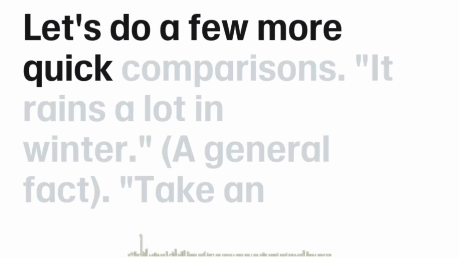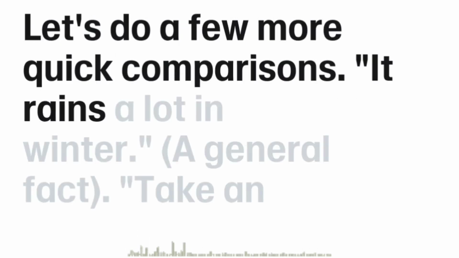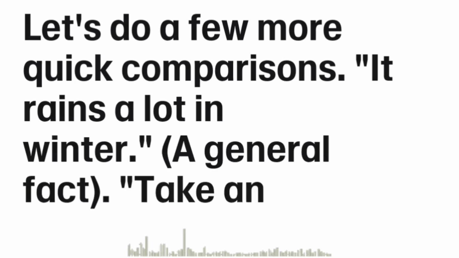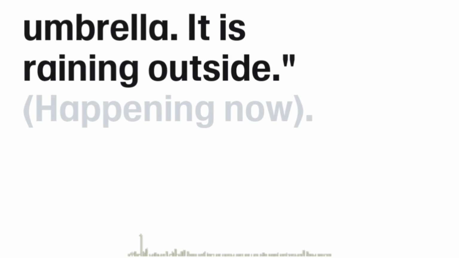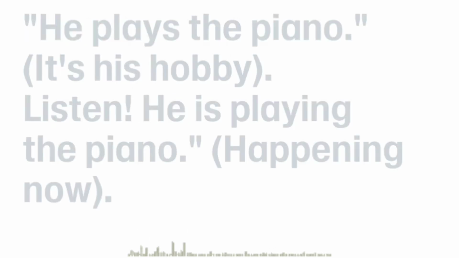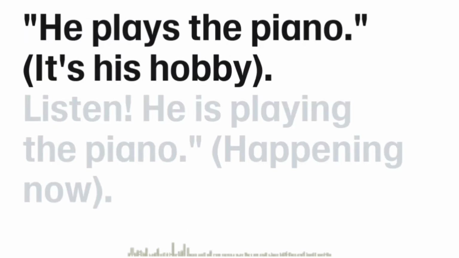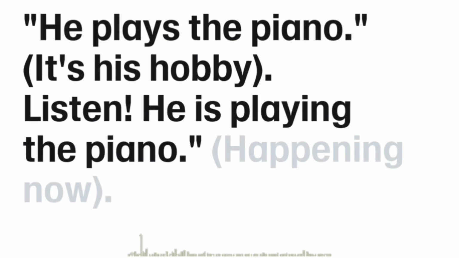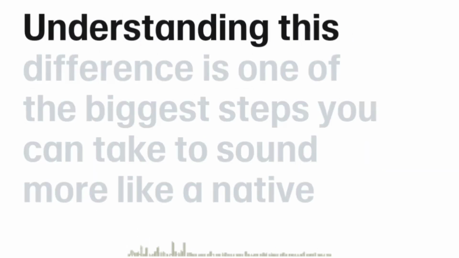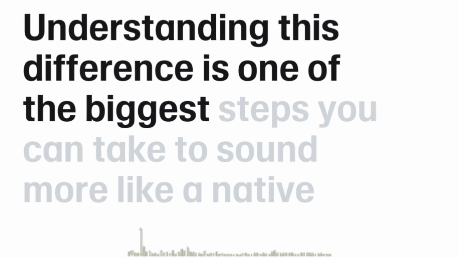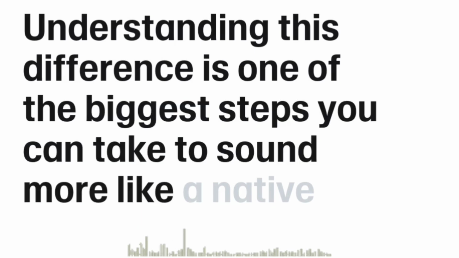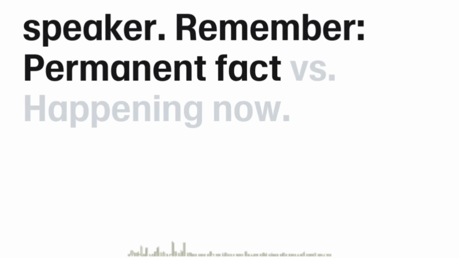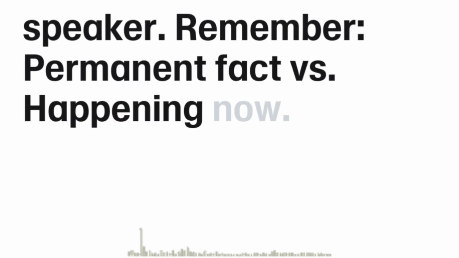Let's do a few more quick comparisons. It rains a lot in winter. A general fact. Take an umbrella, it is raining outside. Happening now. He plays the piano. It's his hobby. Listen. He is playing the piano. Happening now. Understanding this difference is one of the biggest steps you can take to sound more like a native speaker. Remember, permanent fact versus happening now.